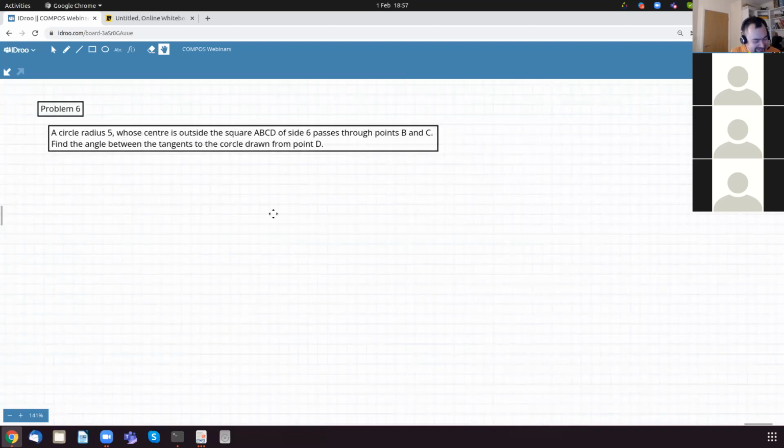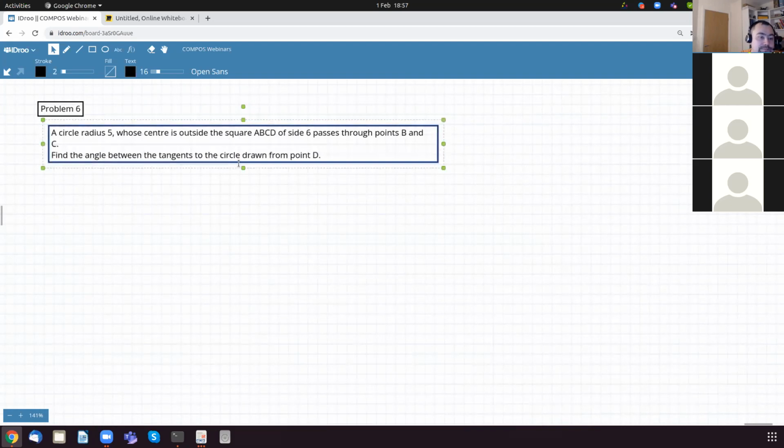And okay, so a circle of radius 5 whose center is outside the square ABCD of side 6 passes through points B and C. Find the acute angle between the tangents to the circle drawn from point D. So a good diagram will help.